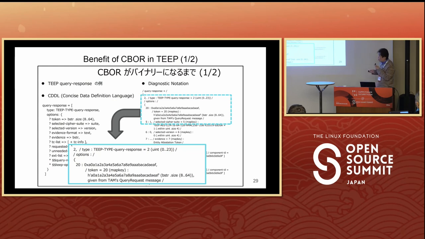But how to understand it is, if it's 20, and the hexadecimal representation is going to be the token in the binary size, and I think this was 16 bytes or something, with the 20 being the map key describing that this is the token. That's how you read it. I think I talked too much too quick, but yeah. If anybody has a question about CBOR, please ask me later.